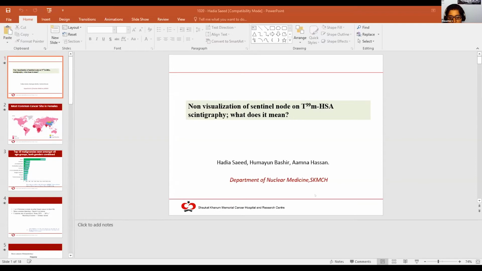Assalamu alaikum. My name is Dr. Hadia. I'm a resident year 2 of nuclear medicine in Shaukat Khanum Hospital. My study is non-visualization of sentinel lymph node on technetium 99m HSA scintigraphy. And what does it mean?